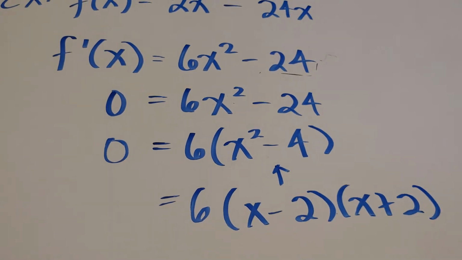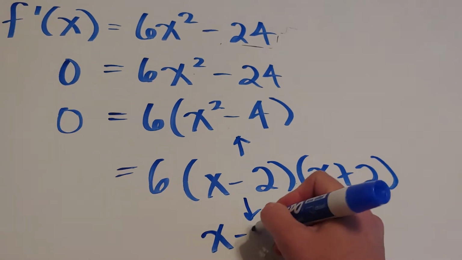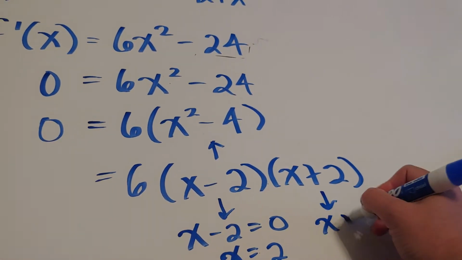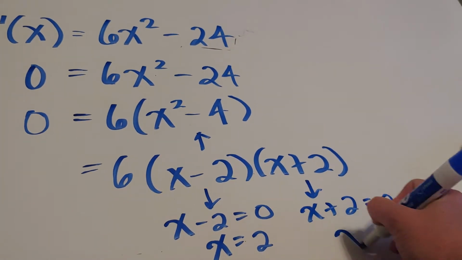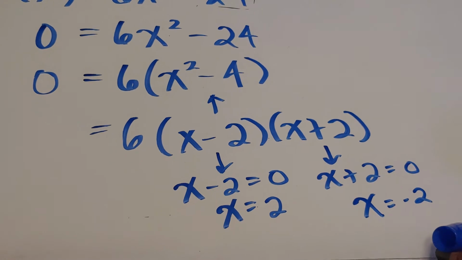Okay. Or, for those who didn't want to factor, what I'm saying is that I would set this factor equal to 0, and I would set this factor equal to 0. And my two critical points are positive 2 and negative 2.